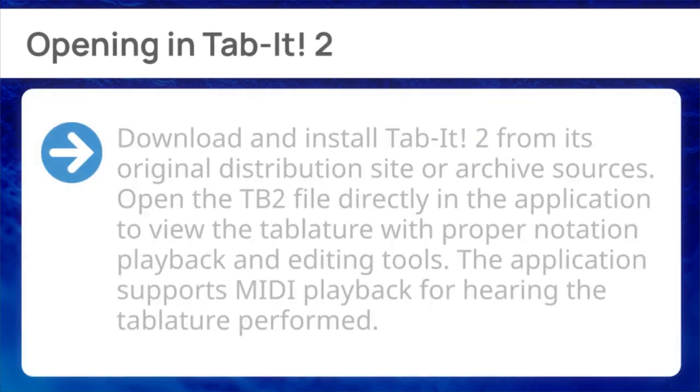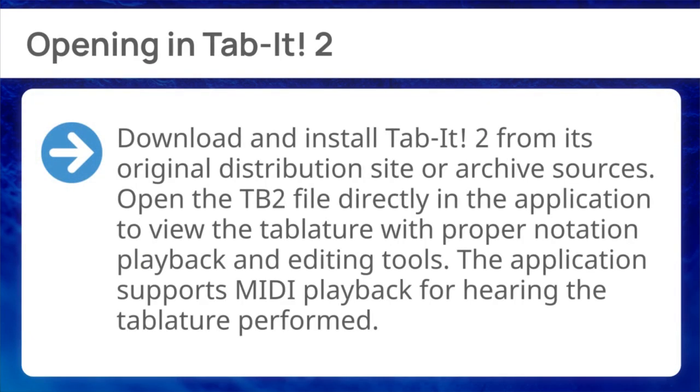First, opening in TB2. Download and install TB2 from its original distribution site or archive sources. Open the TB2 file directly in the application to view the tablature with proper notation, playback, and editing tools. The application supports MIDI playback for hearing the tablature performed.